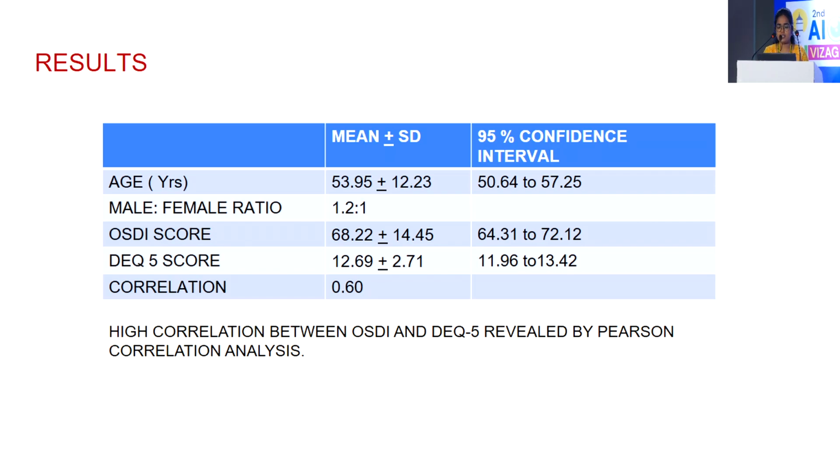Our results: the age distribution of our sample lies with mean of 53 and standard deviation of 12, with 95% confidence interval of 50 to 57, with the male to female sex distribution of 1.2:1. OSDI score has mean of 68 with a standard deviation of 14, with 64 to 72 of 95% confidence interval, and the DEQ5 score has a mean of 12 with a standard deviation of 2, with 95% confidence interval of 11.96 to 13.42.